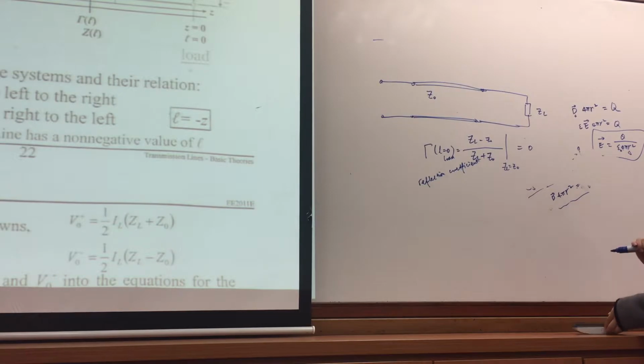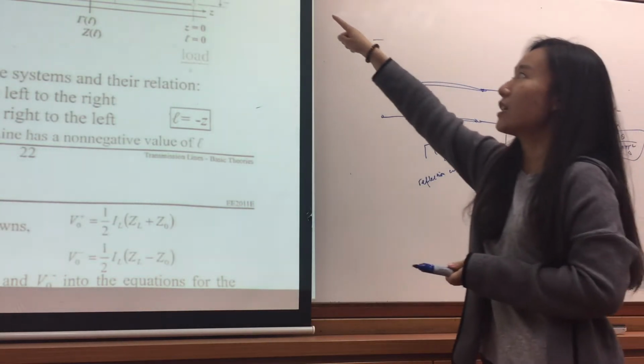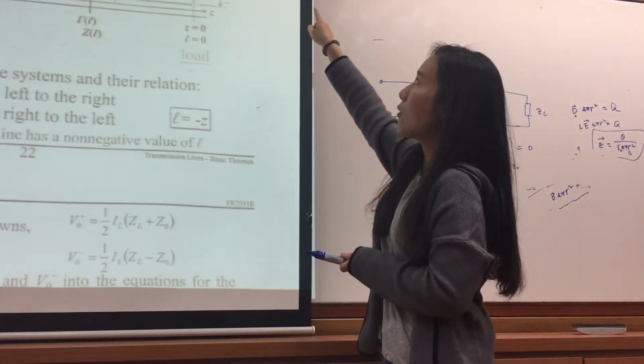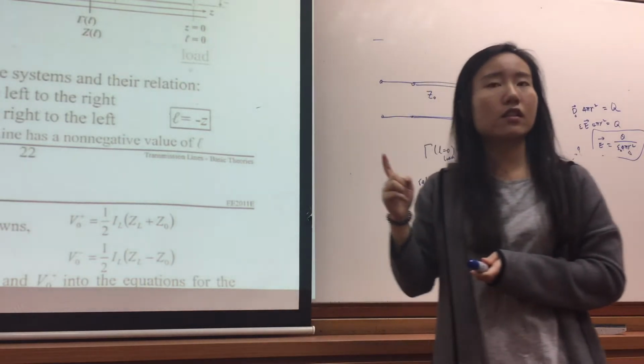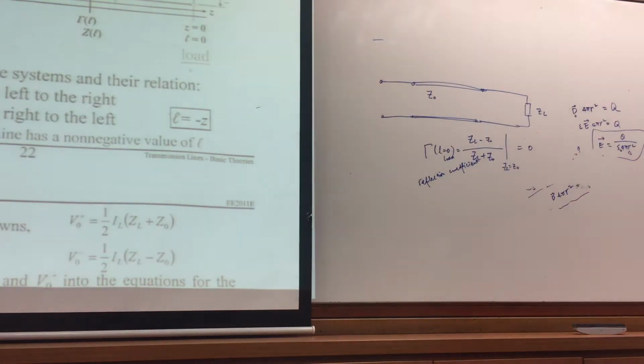So that is the reason why she writes it like this. If ZL equals Z naught, all power is transmitted without any loss. Without any loss means no reflection, right? No reflection. Did I say wrong? No. Reflection coefficient is 0, means no reflection. Everything is transmitted.